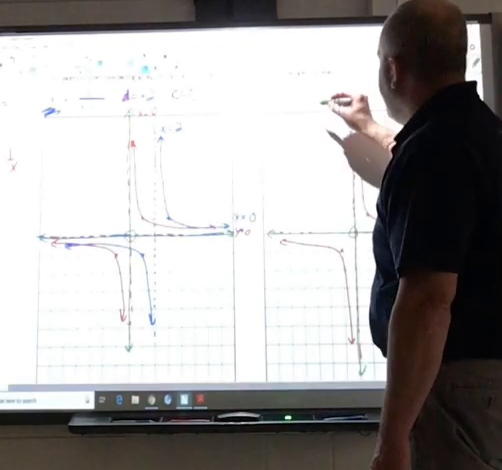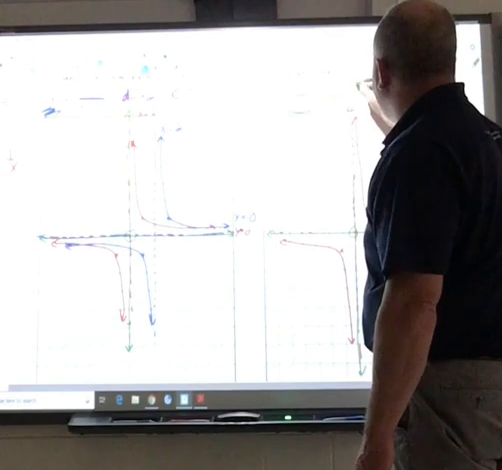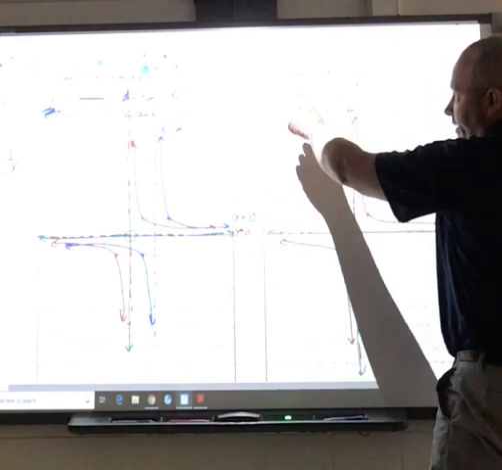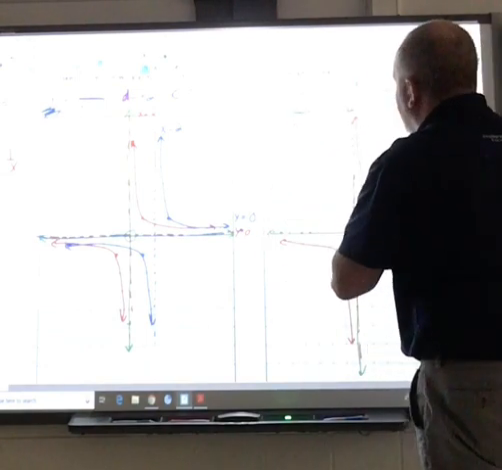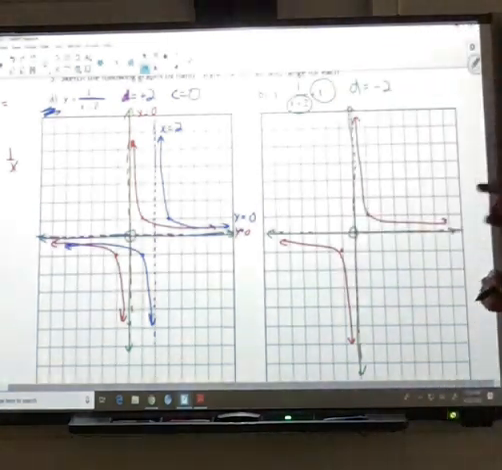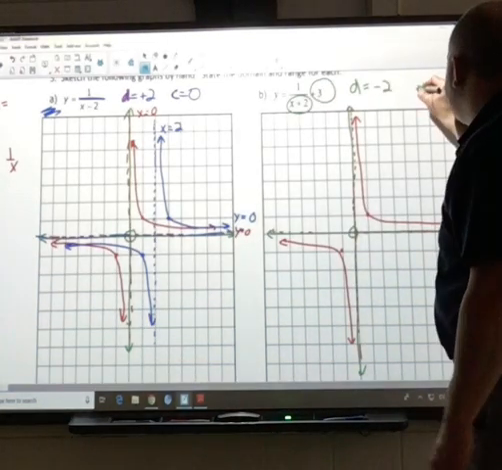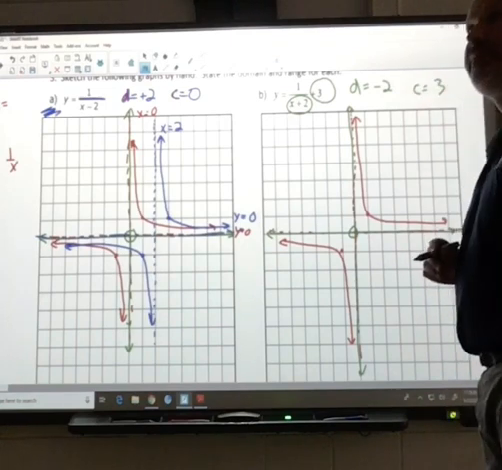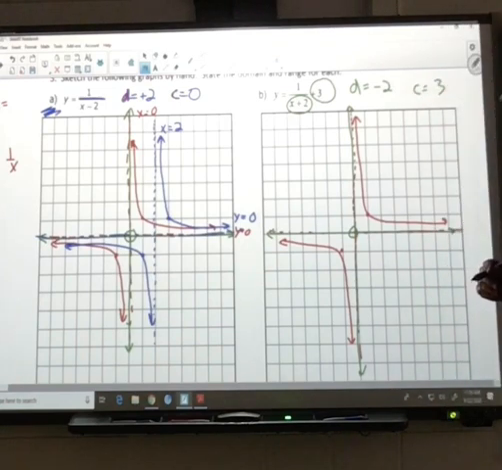Okay, so in this case, inside the function down there is going to be my d value. So my d value is, switch the sign, -2. Notice out here we've got something outside of the function, but it's also added or subtracted. That's going to be my c value of 3. Okay? Now from there, what do we do?